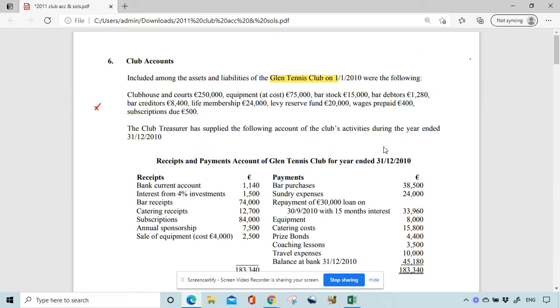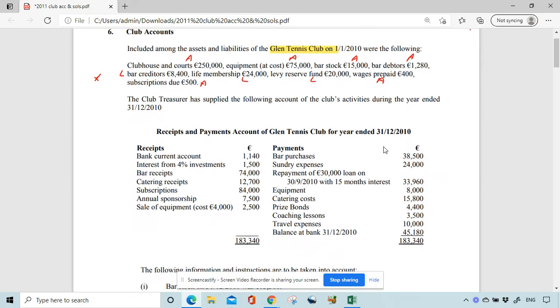So first thing I would always do, look up here and we'll mark off whether we have assets or liabilities for our accumulated funds. So we have clubhouse and courts would be an asset, equipment would be an asset, bar stock would be an asset, bar debtors would be an asset, bar creditors would be a liability, life membership would be a liability, the levy reserve fund would be a liability, wages prepaid would be an asset, and subscriptions due would be an asset. So those are the things we have so far. We have 1, 2, 3, 4, 5, 6 assets, 3 liabilities.